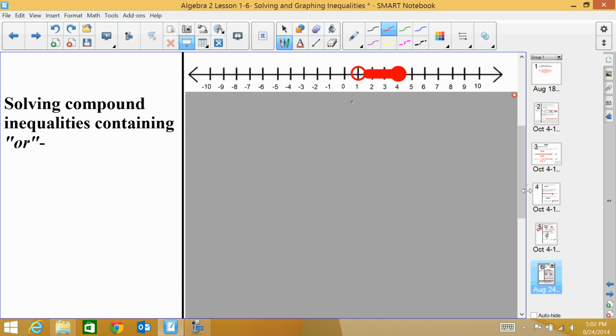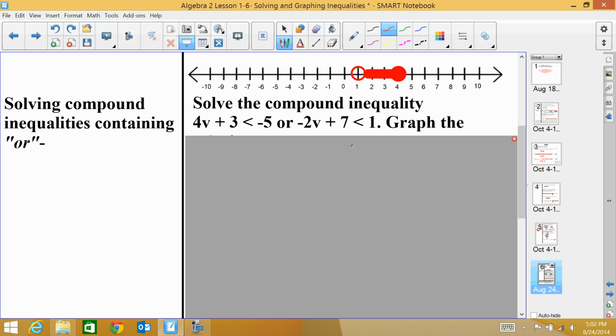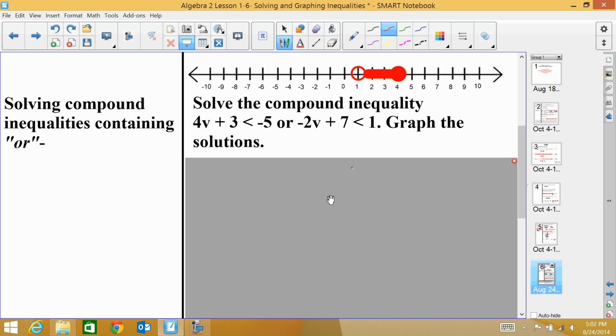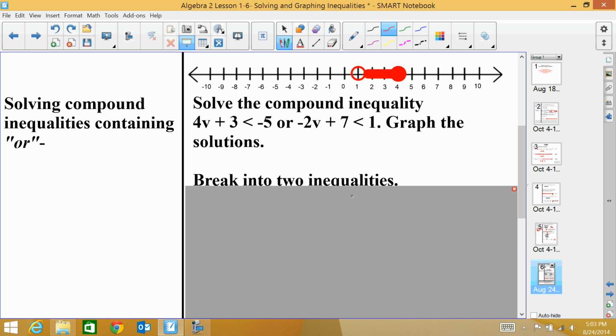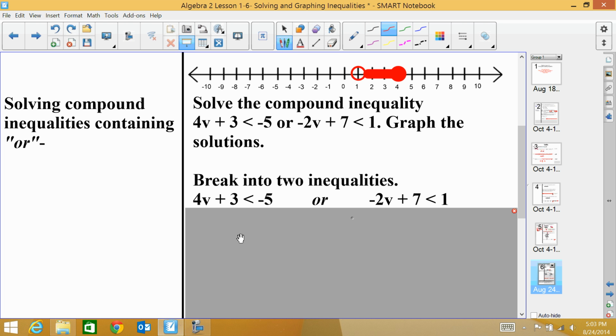Now for inequalities that are compound that contain or, it looks like this example. So it'll say 4v plus 3 is less than negative 5, or negative 2v plus 7 is less than 1, and then they want us to graph the solutions. Well, basically, I like the or compound inequalities because they've already separated them for you. So basically, you just solve each of them separately, and then you graph the solutions together. So it's kind of nice because they already broke them apart. So we're going to solve both of our two inequalities separately.